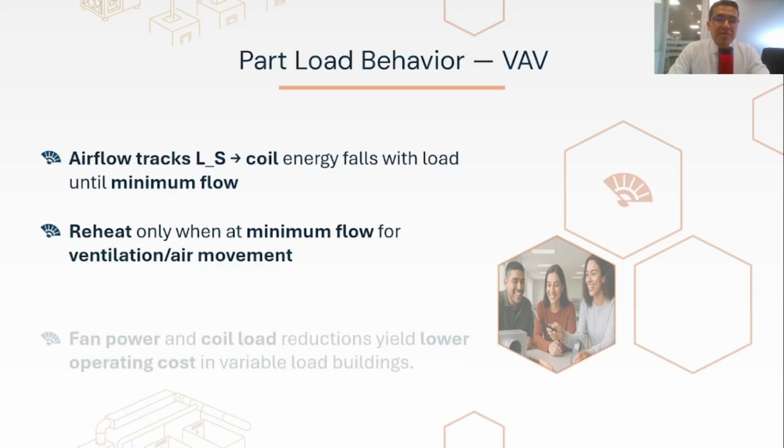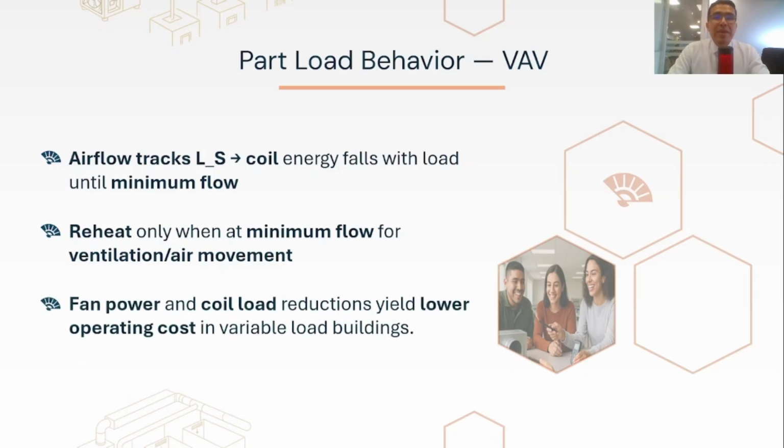Because fan power scales down with flow and the coil duty falls as well, VAV typically achieves significantly lower operating energy over the annual load profile of office-type buildings.